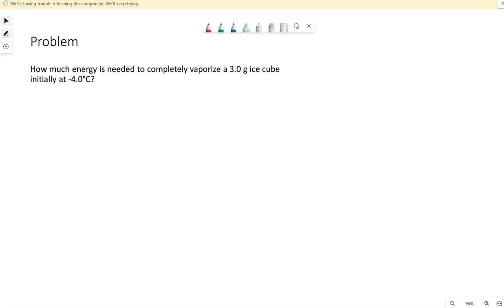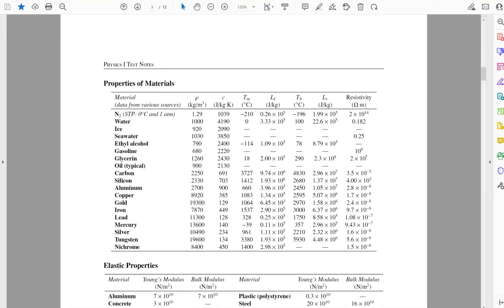All right, so let's see here. When we go to our test notes, water and ice are right next to each other, so we have these C values for water and ice. Notice melting temperature, boiling temperature, latent heat of fusion, and vaporization are only listed on the water row. But again, water and ice is just a different phase.